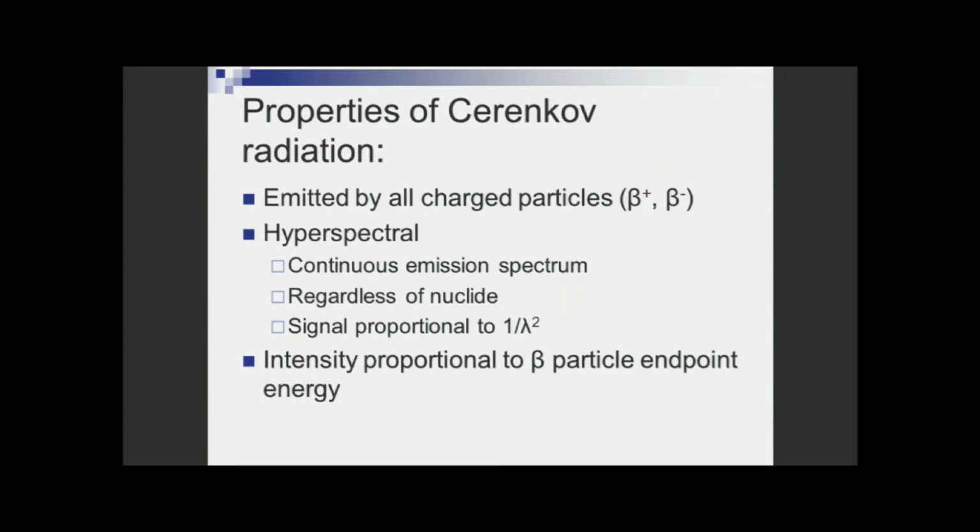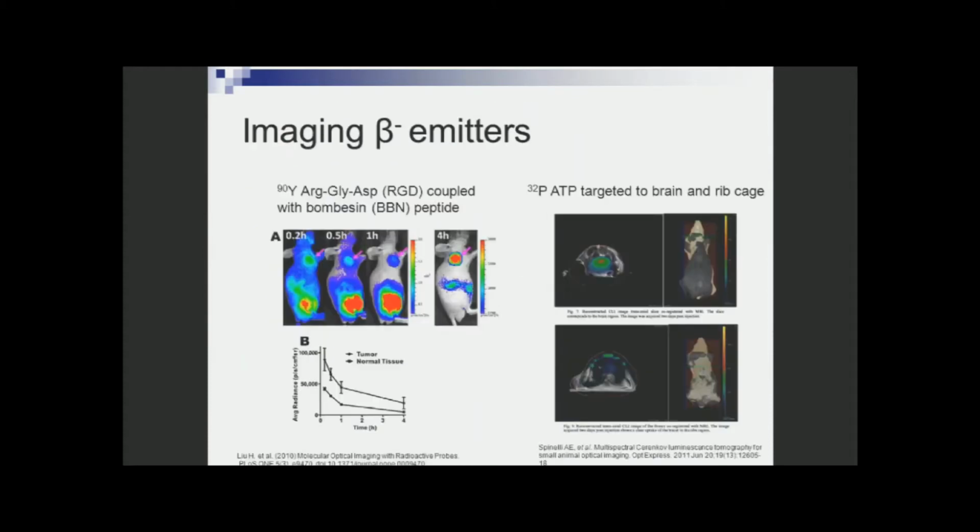Some of the properties of Cherenkov radiation that are particularly pertinent: again, it's emitted by all radioactive charged particles, whether they be positrons or electrons. The radiation is hyperspectral. It's a continuous emission spectrum, regardless of nuclide, and the signal intensity is proportional to 1 over the wavelength squared. And the intensity of the light given off is proportional to the beta particle endpoint energy. So I'll show a few examples of this.